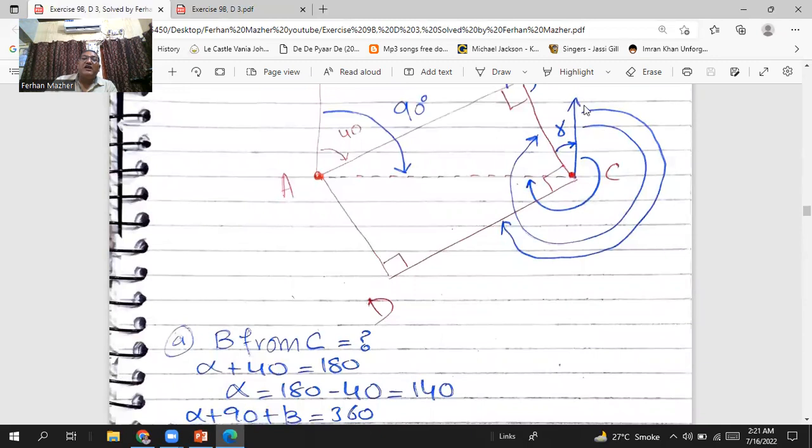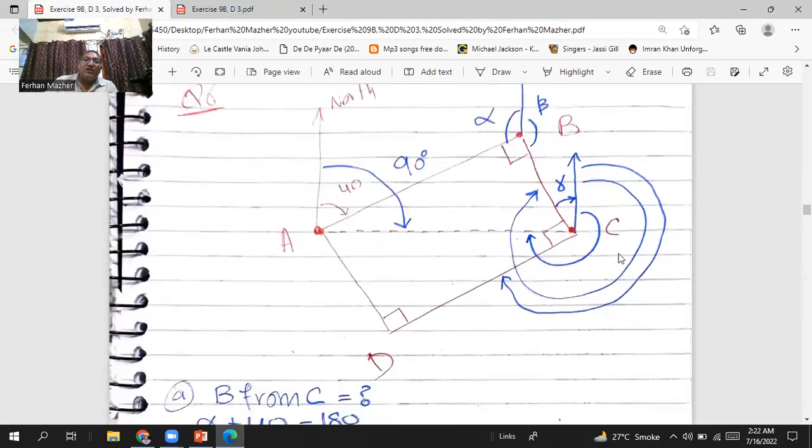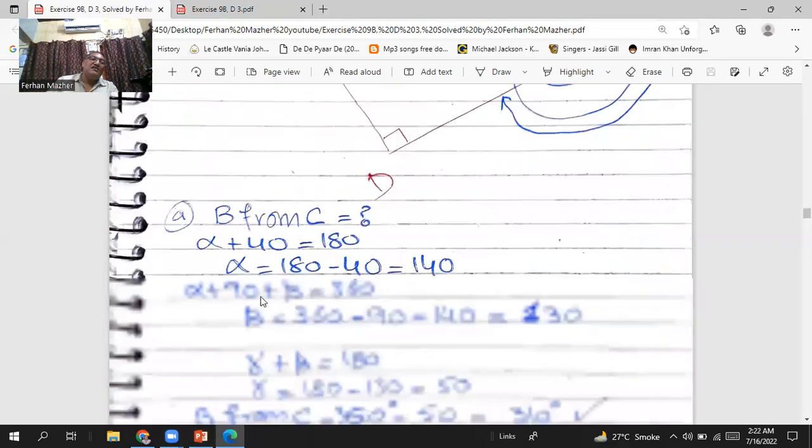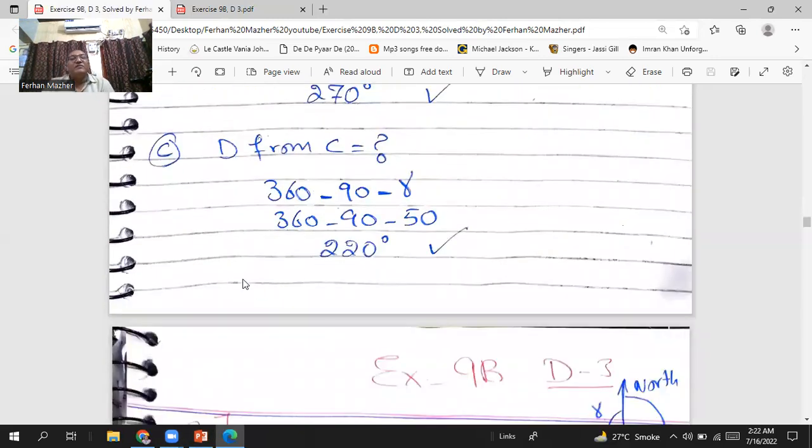Then the C part, he says find the bearing of the D from the C. D from the C means this angle. On the C you draw north, and from that north you go clockwise to the CD line. So you can see this angle is gamma plus 90. If from 360 you subtract gamma and the 90, the rest will be this angle. So the bearing of the D from the C will be 360 minus 90 minus gamma, that is 360 minus 90 minus 50, and that will be 220. 220 is the bearing of the D from the C.